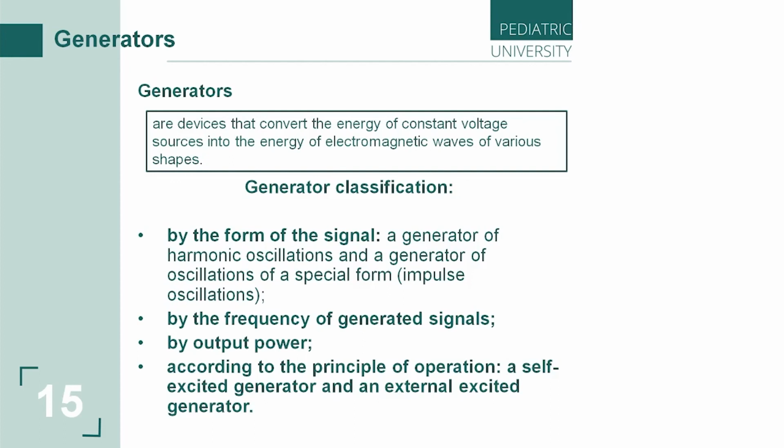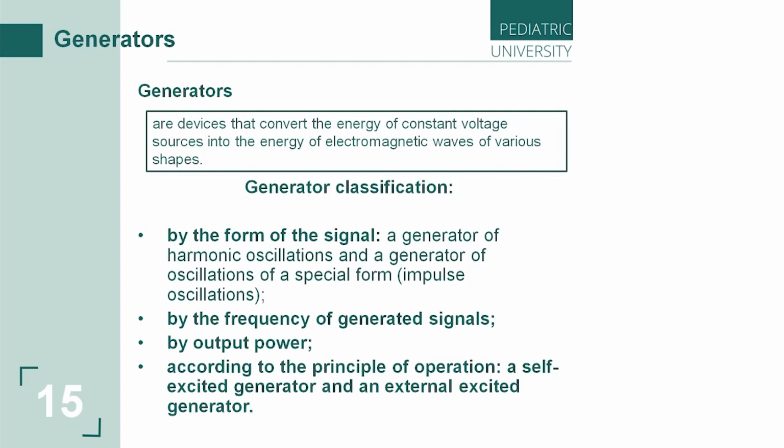So, firstly, by the form of the signal: the generator of harmonic oscillations and the generator of oscillations of a special form, for example, impulse oscillations. What is the next? By the frequency of generated signals. By output power is next. And the last is according to the principle of operation: a self-excited generator and an externally excited generator.